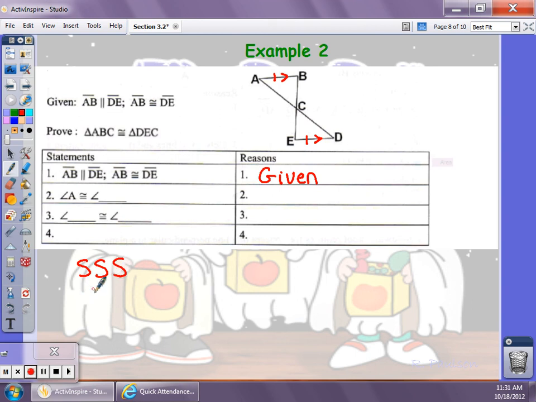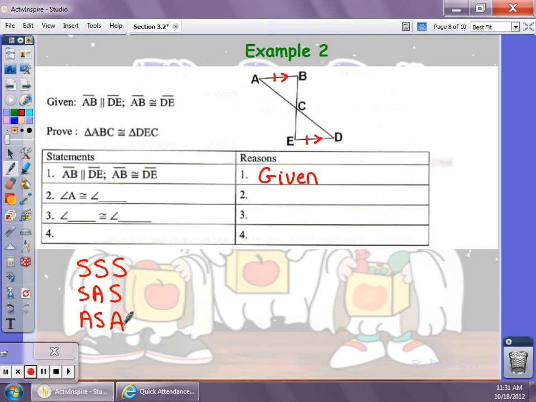So we want to prove that three sides in one triangle are congruent to three sides in the other. We want to prove that an angle included between two sides are also congruent to another triangle that has an angle included in two sides. And the last one is our angle-side angle. So we want to prove that two angles and an included side are congruent to another triangle that has two angles and an included side.